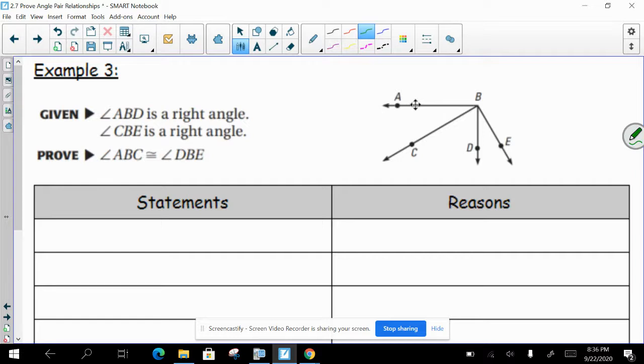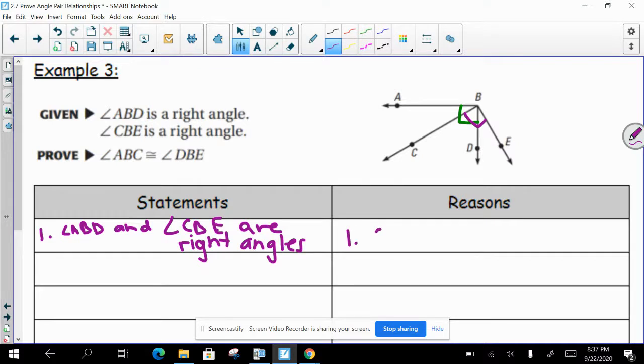It says angle ABD is a right angle, so I'm going to mark that in the diagram. And angle CEB is a right angle. So CEB is also a right angle. So step 1 is our given. Angle ABD and angle CBE are right angles. And that is given.